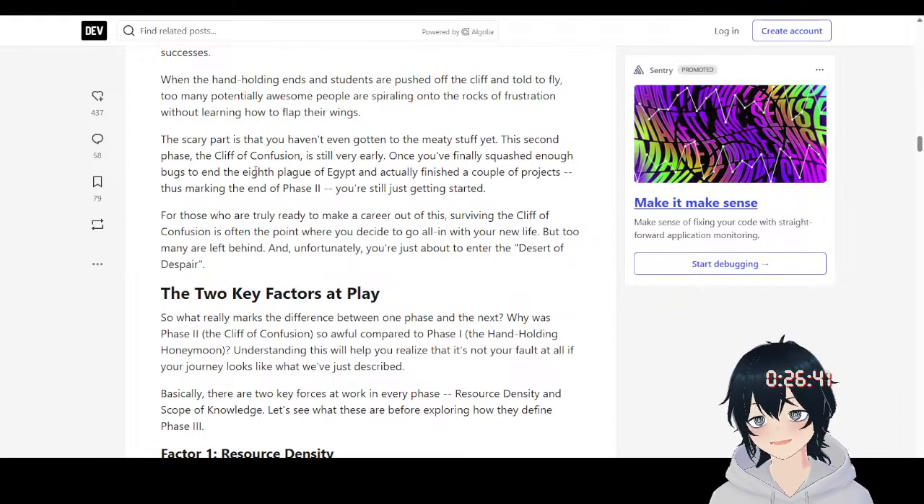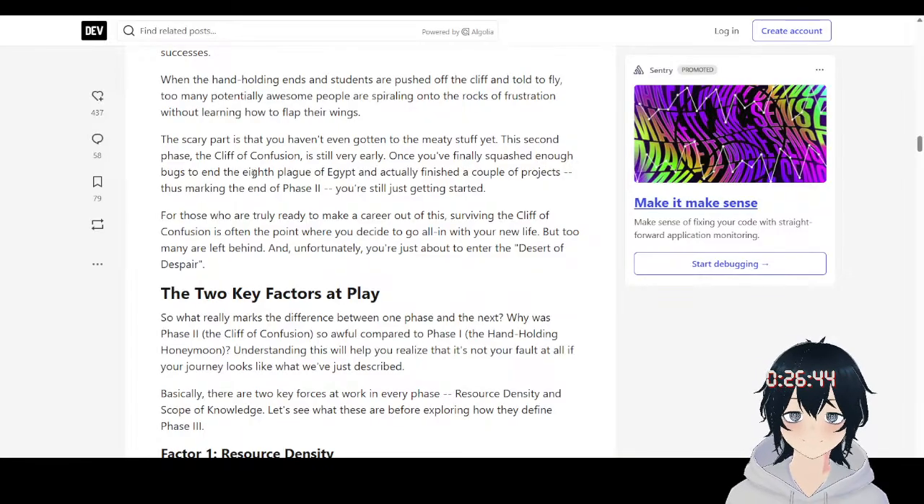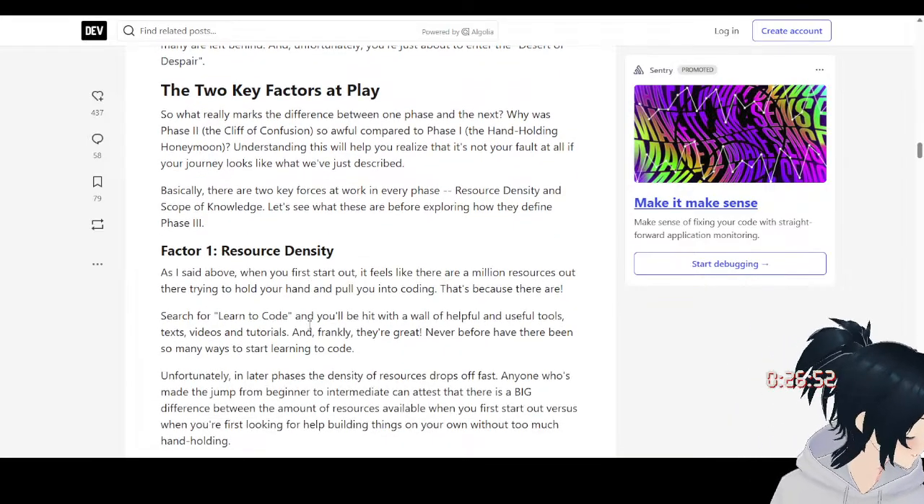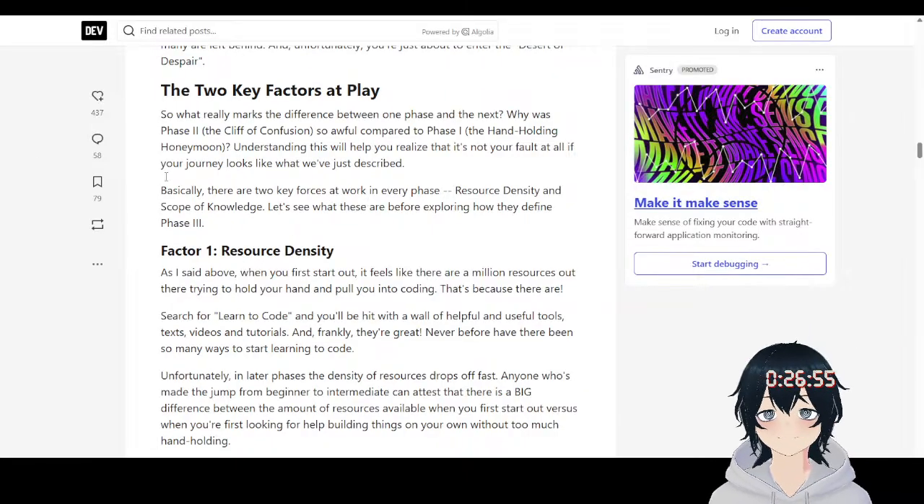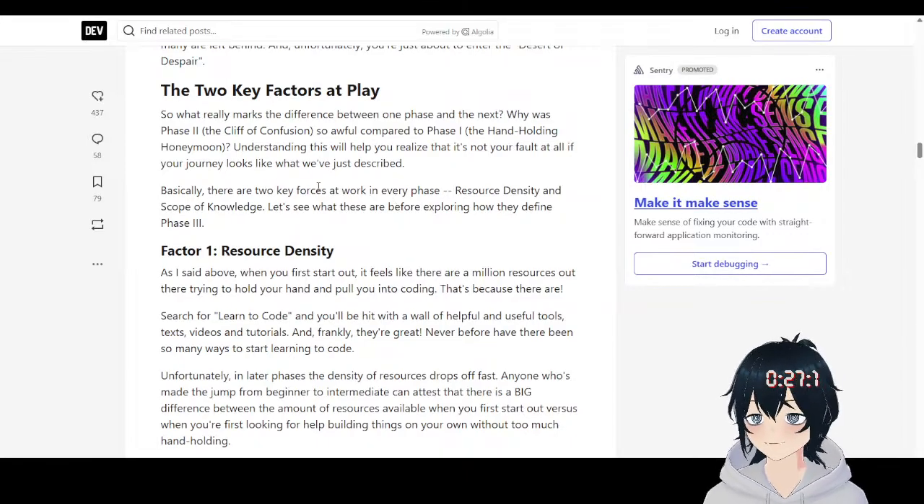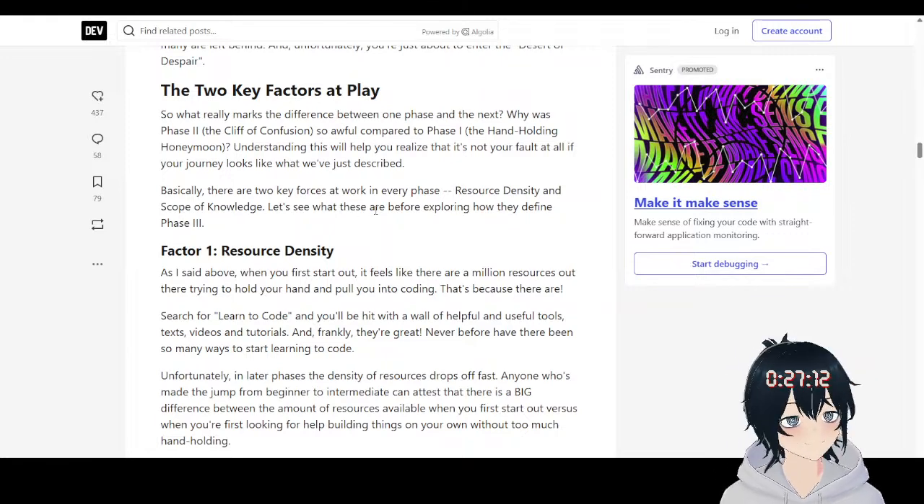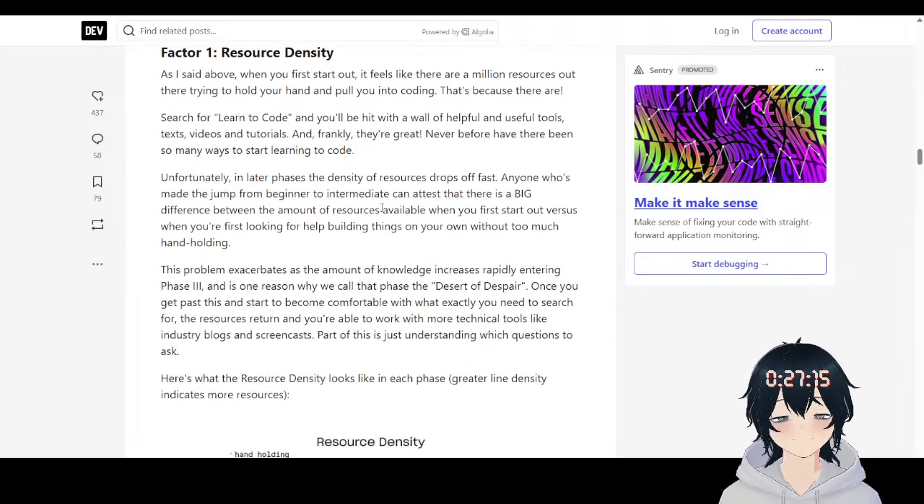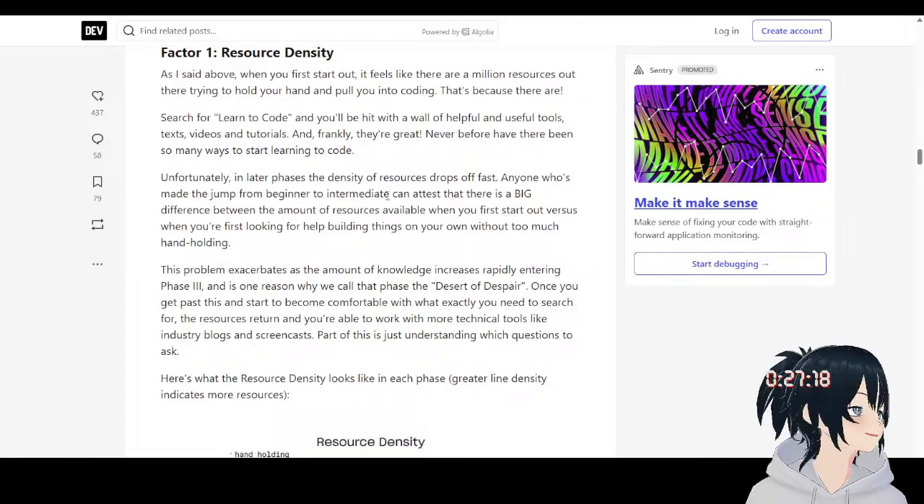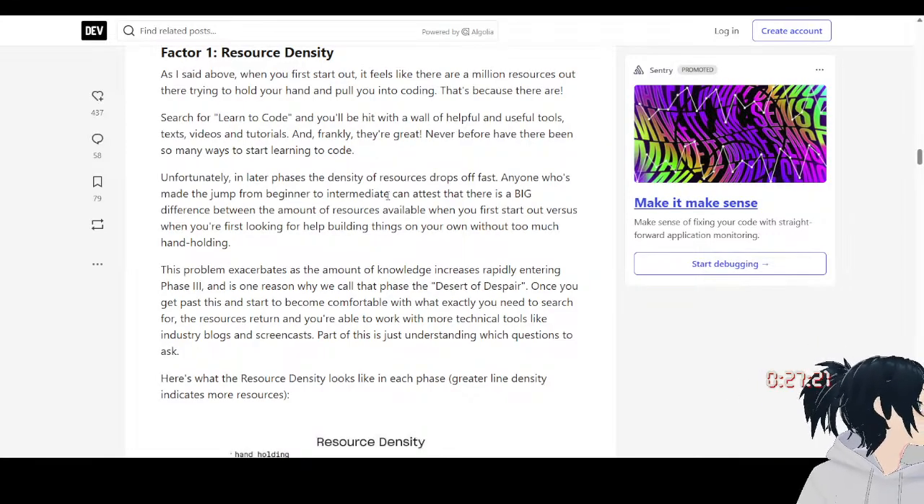Scary part is that I haven't gotten to the meaty stuff yet. Second phase, key for provision is still very early. Two key factors at play. Another alarm. Am I able to see that? Yeah, I'm not able to see that. Okay. Resource density and scope of knowledge. Just me, sorry.